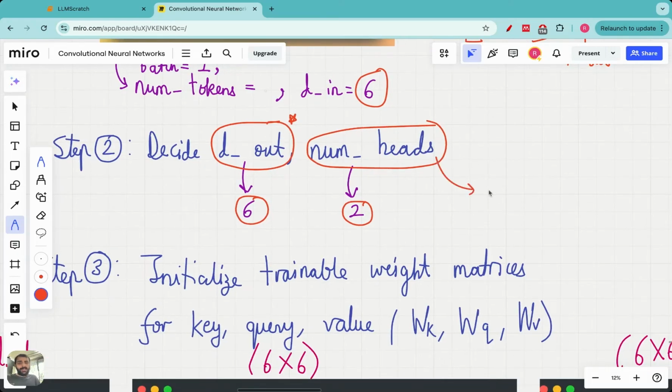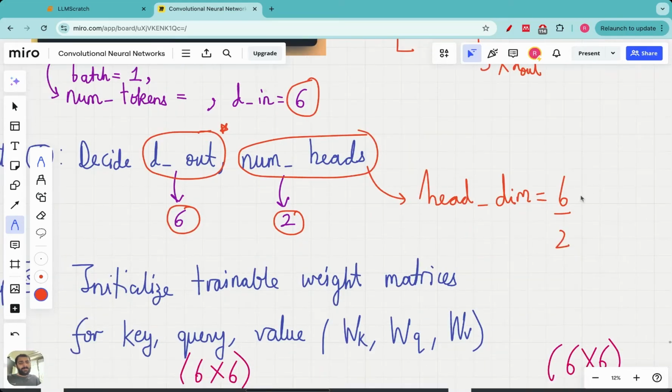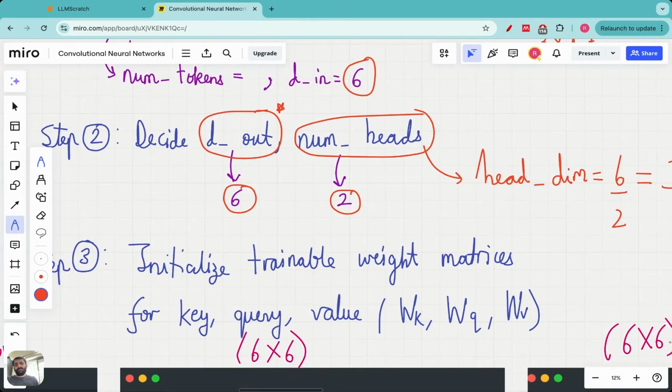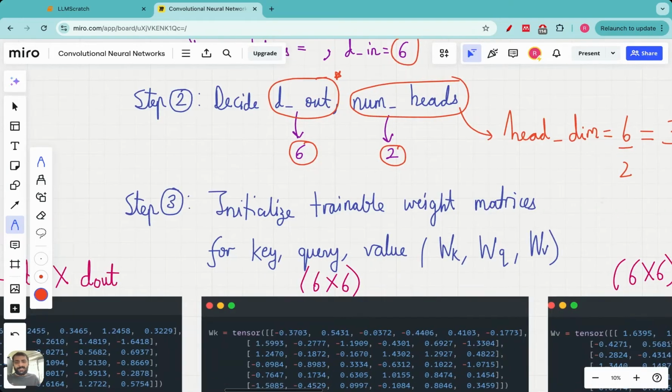So then each head will have a dimension which is called head_dim, and we'll look at that also later. Each head will have a dimension of head_dim, which is equal to essentially the d_out divided by the number of heads, which is equal to 6 divided by 2, and that will be equal to 3. So then the dimension of each head is equal to 3. And since there are two heads, the total d_out will be equal to 6. Okay. So this is the second decision point.